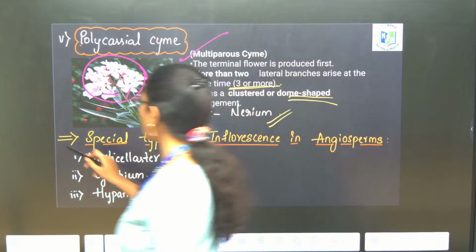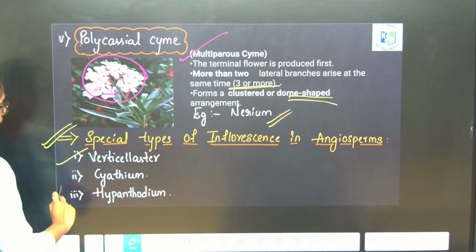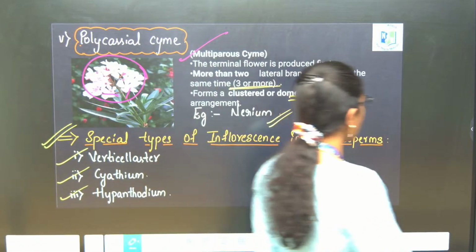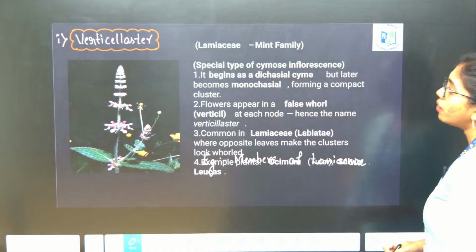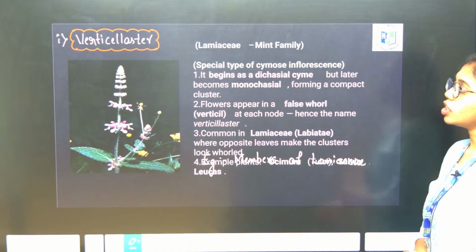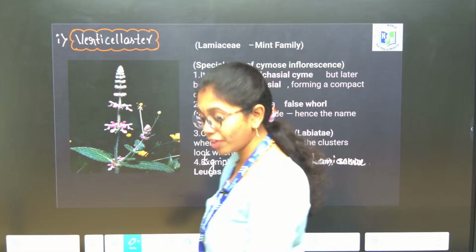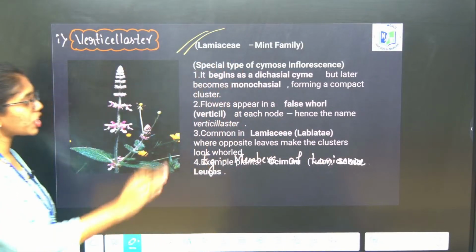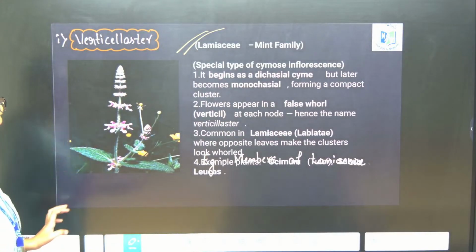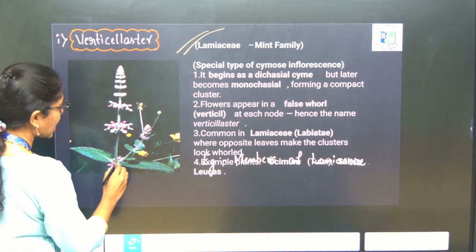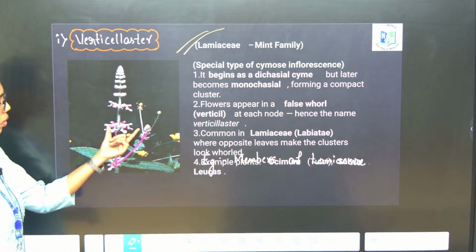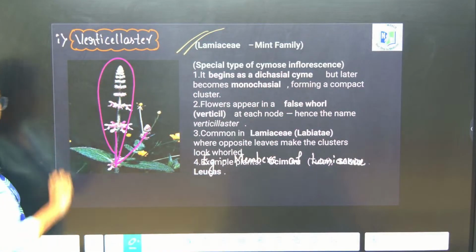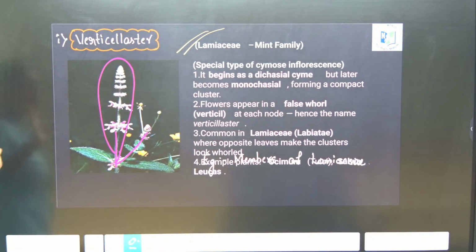Special types of inflorescence, here you can see verticillaster, cyathium and hypanthodium. These are three types of special inflorescences. Verticillaster, you see ma, Lamiaceae or mint family. Verticillaster type of inflorescence is observed in Lamiaceae family, which is a special type of inflorescence. What happens is this begins as a dichasial cyme like this, but later it becomes a monochasial cyme. This is the first point you have to remember.